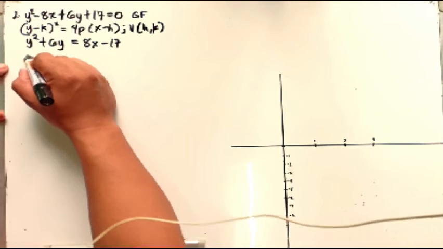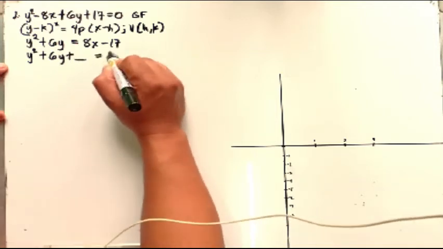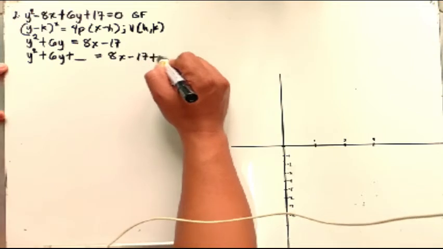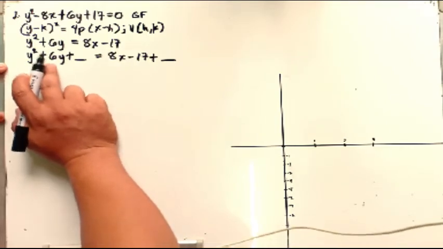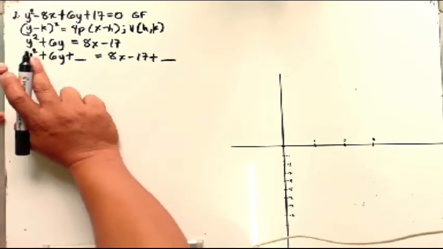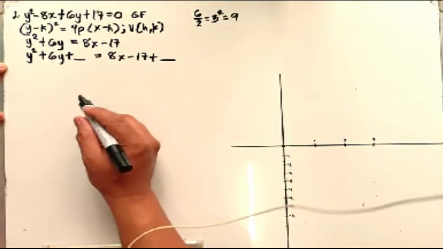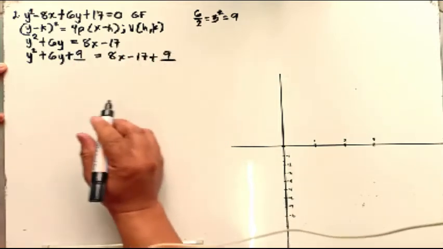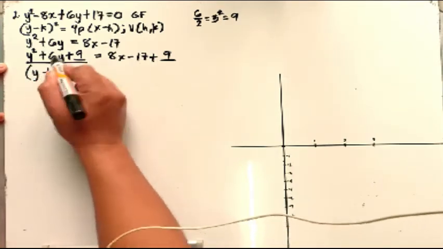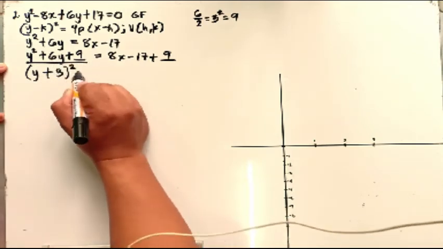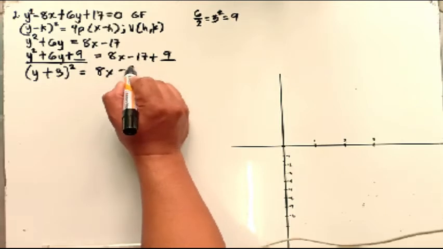Now applying completing the square, we need to add a constant value to the left side of the equation and to the right side of this equation. The question is, what is that constant? So we need to get the square of half of this 6y. 6 divided by 2 is 3. Getting the square of that 3, then we get 9. So we need to add 9 to both sides of the equation. Next step is we need to factor that out. So that would be (y plus 6 divided by 2, which is 3) squared is equal to 8x negative 17 plus 9, which is negative 8.